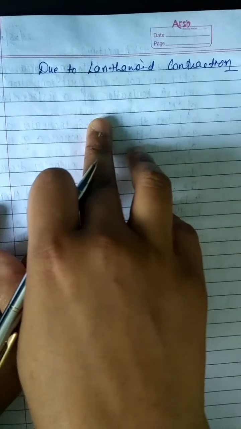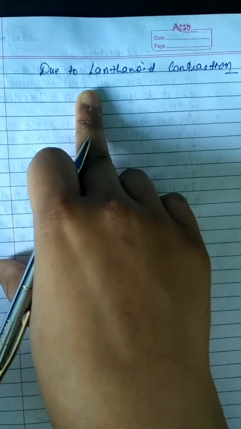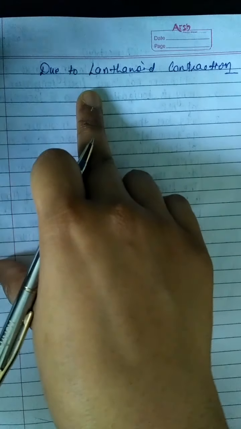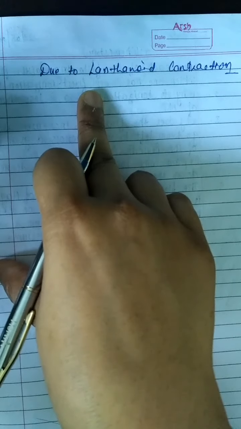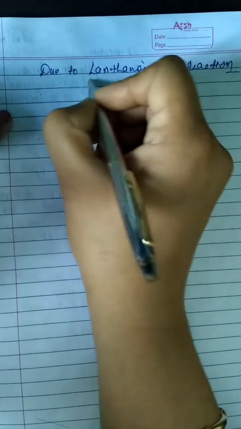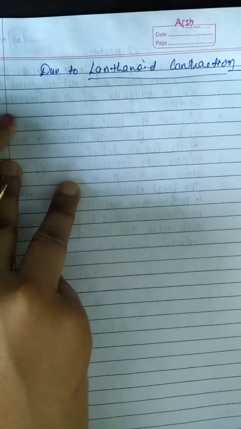What is the reason behind it? The F block element size decreases. It decreases due to the lanthanide contraction. And now, what is the most important question? What is the lanthanide contraction?